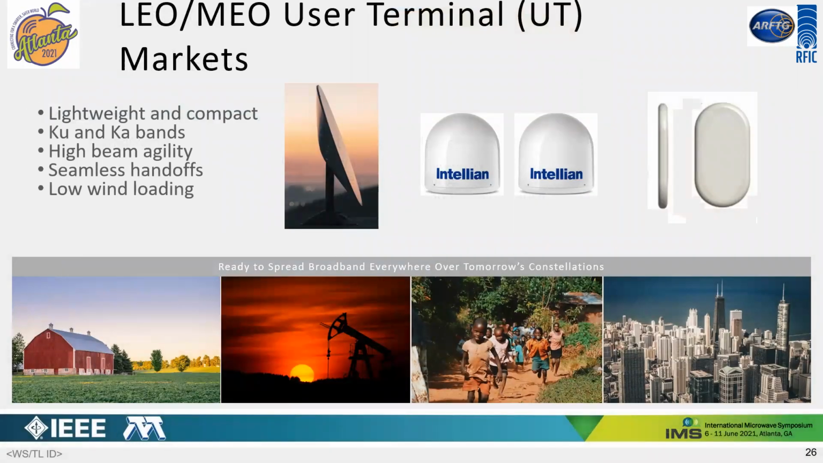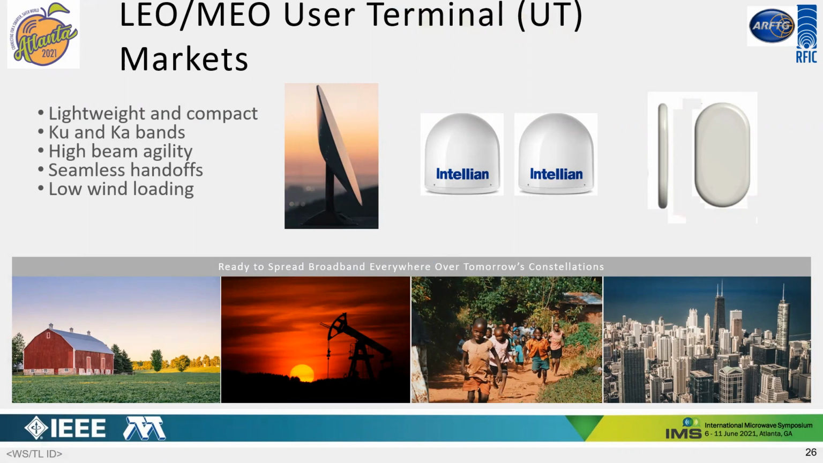LEO and MEO user terminal markets. Well, we mentioned the Starlink terminal has enjoyed some adoptions. It's in beta distribution right now. A good part of this market is, and probably will be, done by parabolic dishes.